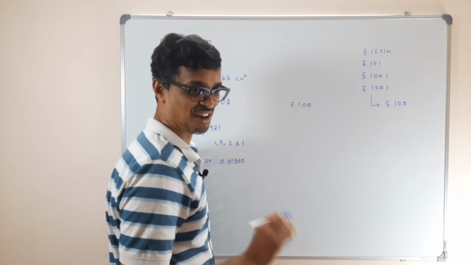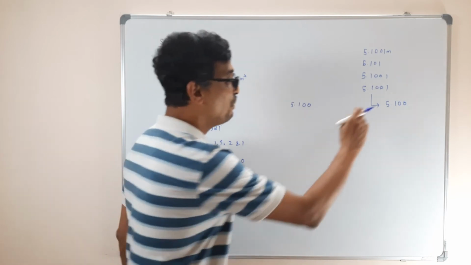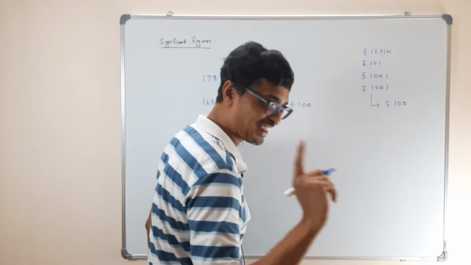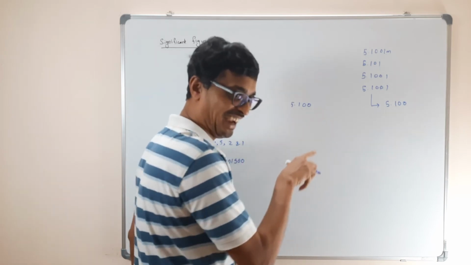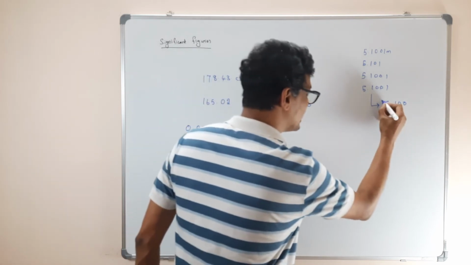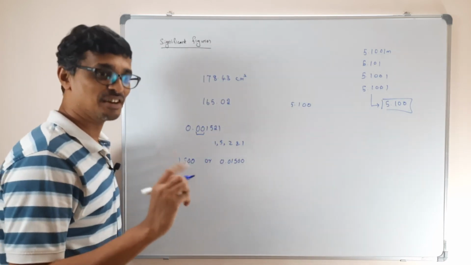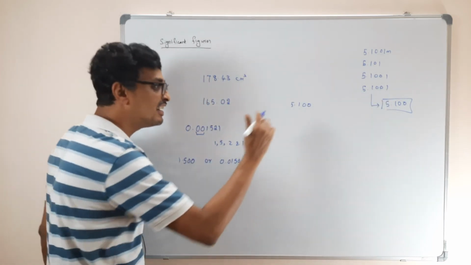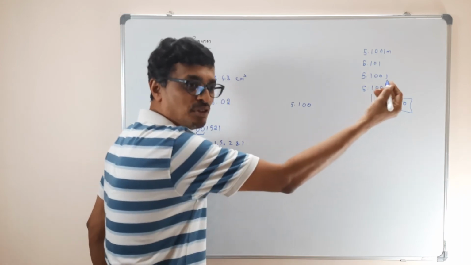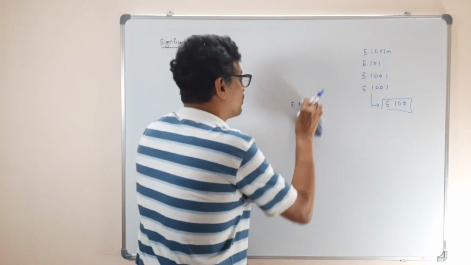You got it? 5.100. So now here these two zeros are significant. You didn't add them by hand. So in this case, the zeros are also significant. Otherwise, it's the actual zero that is there. It is not that you don't know that value. If you didn't have this precision, you would have only got up to 5.1.